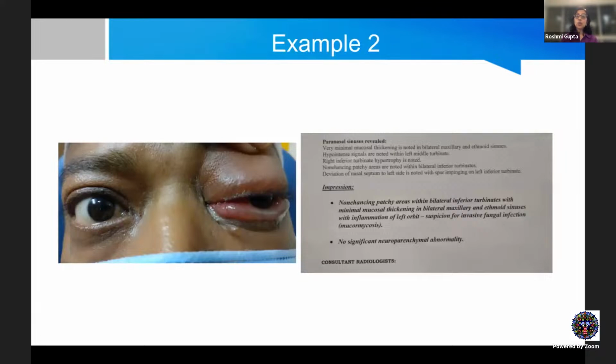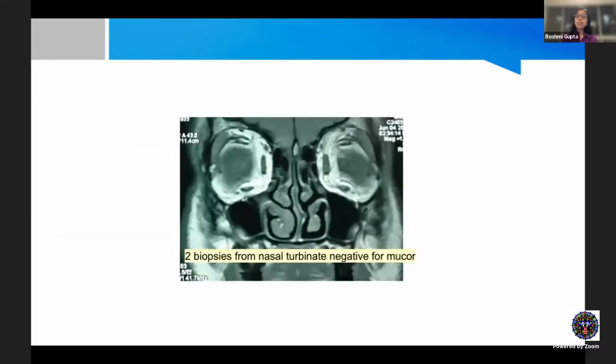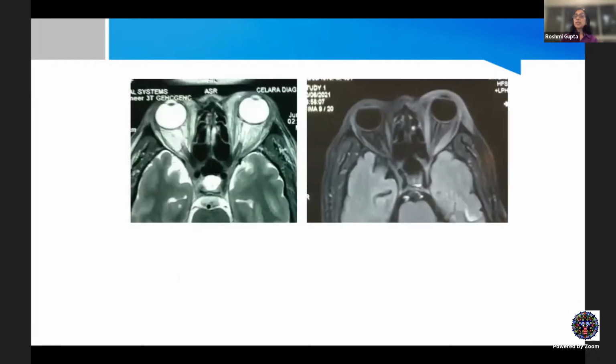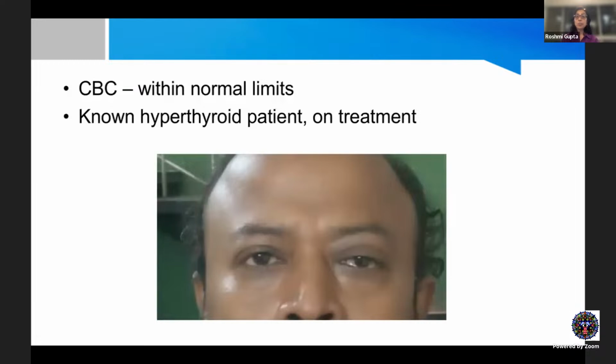Another example, this was during the phase when there was so much mucormycosis in the pandemic. This gentleman was referred to me as probably a mucormycosis, and he had undergone 2 biopsies from the nasal turbinate, negative for mucor. However, if you look at this, you can see the muscles thicken typically. You can see the enhancing orbital fat bilaterally. And when we know this is a hyperthyroid patient on treatment, and we see CBC is within normal limits, with simply treatment as per thyroid eye disease, the patient recovers.